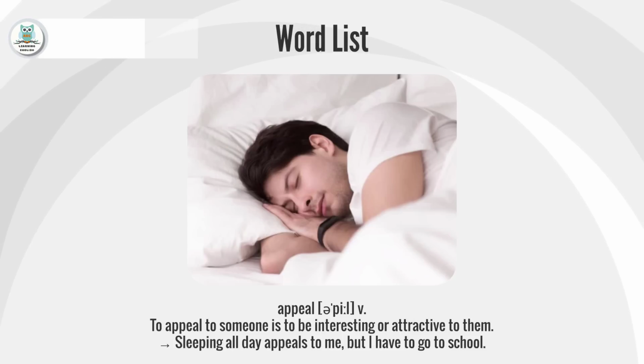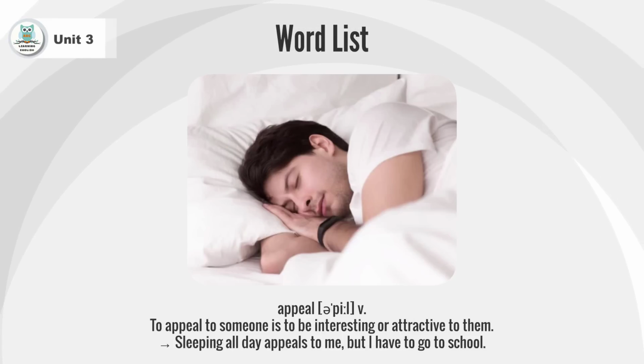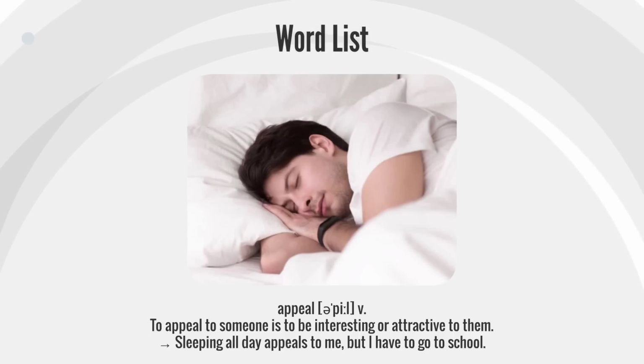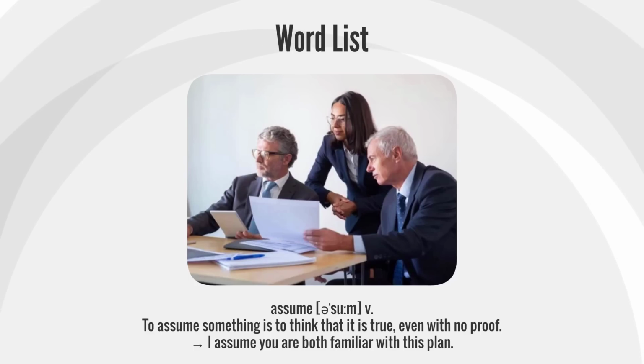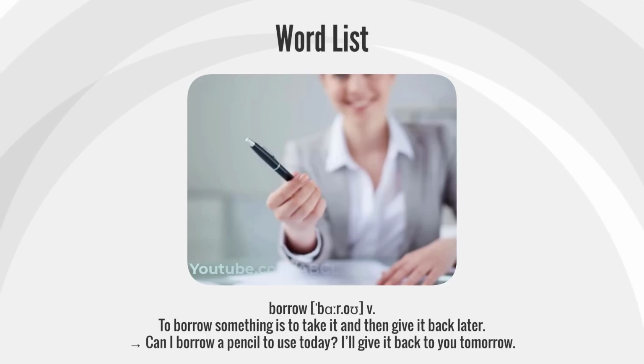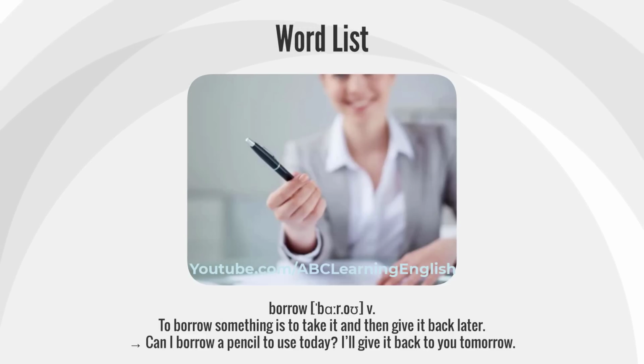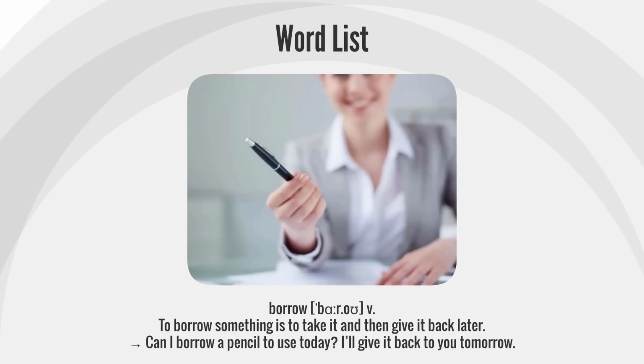Appeal. To appeal to someone is to be interesting or attractive to them. Sleeping all day appeals to me, but I have to go to school. Assume. To assume something is to think that it is true, even with no proof. I assume you are both familiar with this plan? Borrow. To borrow something is to take it and then give it back later. Can I borrow a pencil to use today? I'll give it back to you tomorrow.